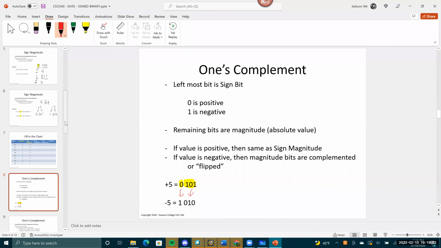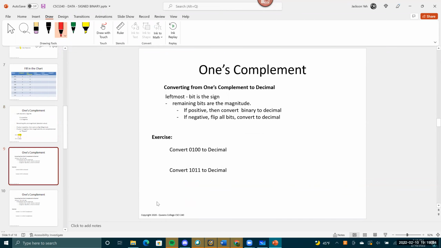So now let's take a look at this exercise. All right, I'll give you a minute. I want you guys to do this. Assuming now that you have two numbers, 0, 1, 0, 0 and 1, 0, 1, 1, I want you to convert them to decimal, knowing that these are 1's complement numbers. Okay, I'll give you a minute to work on this.